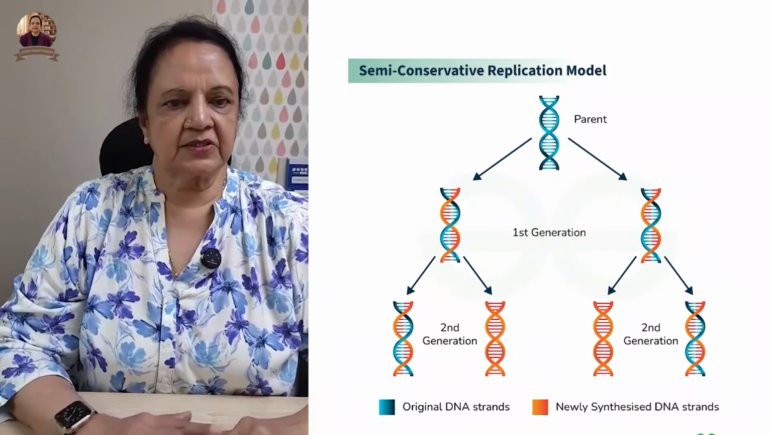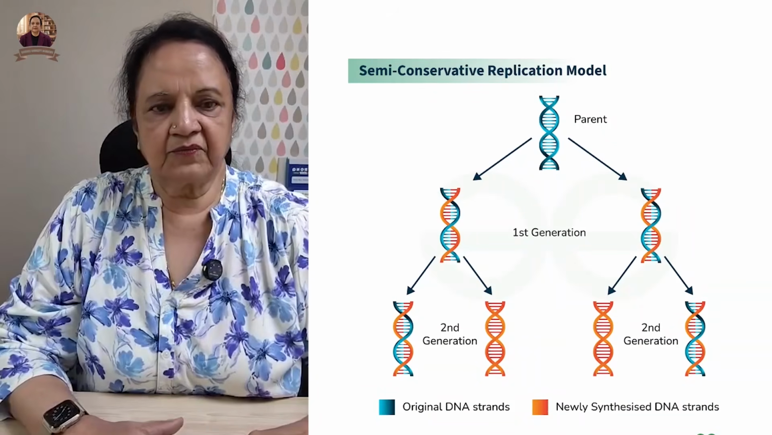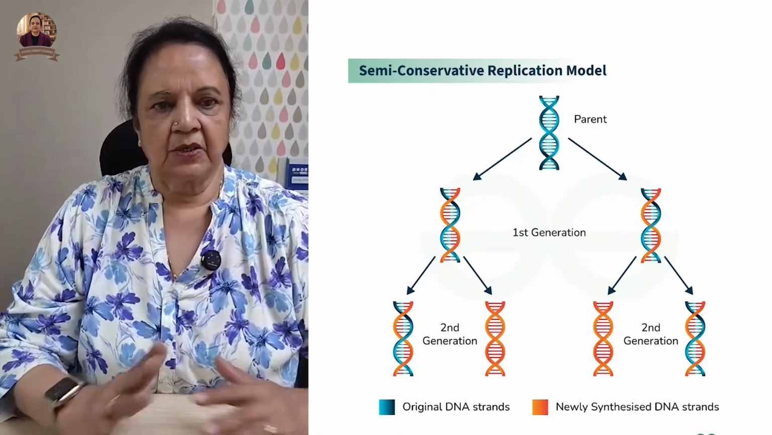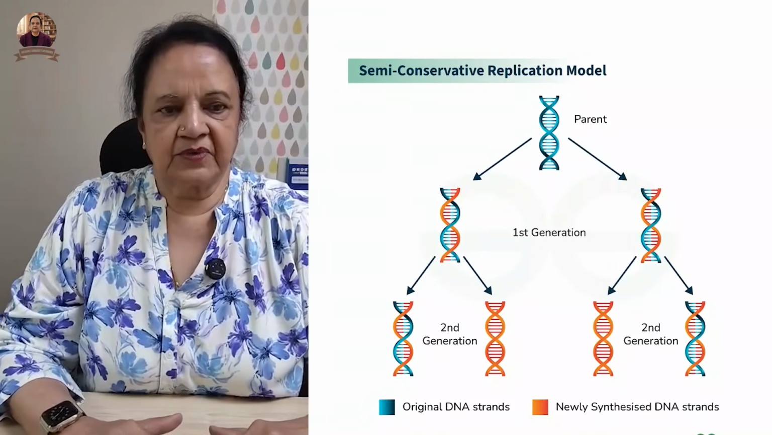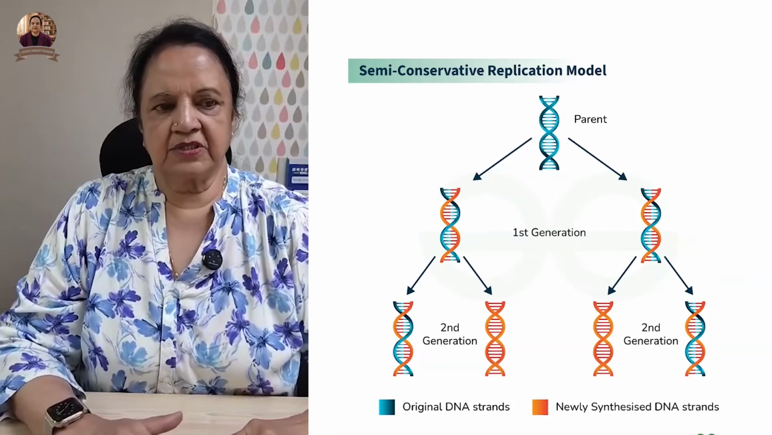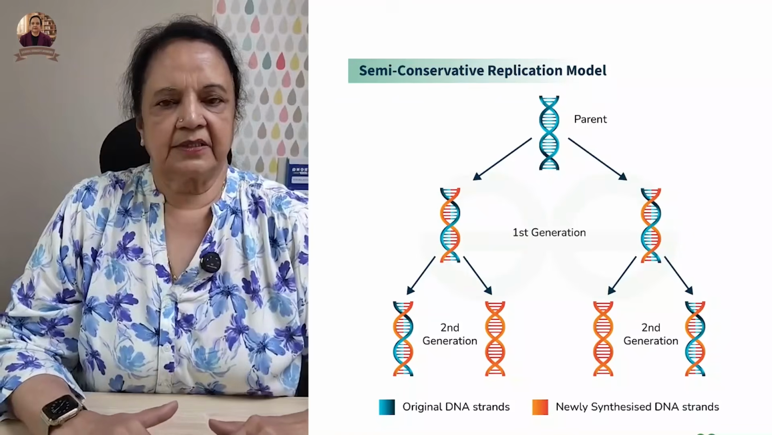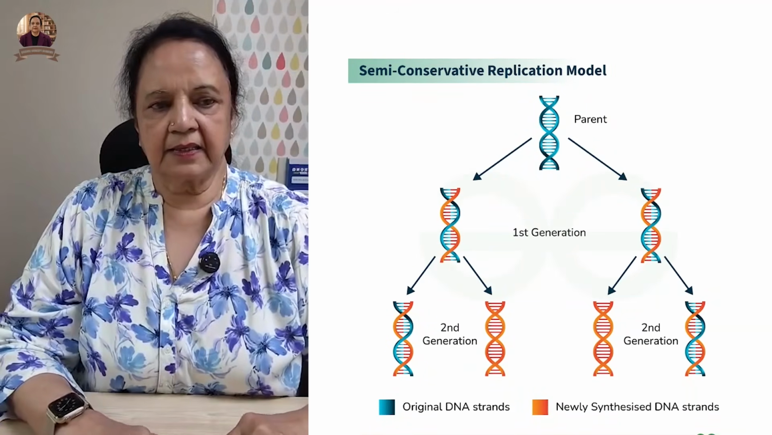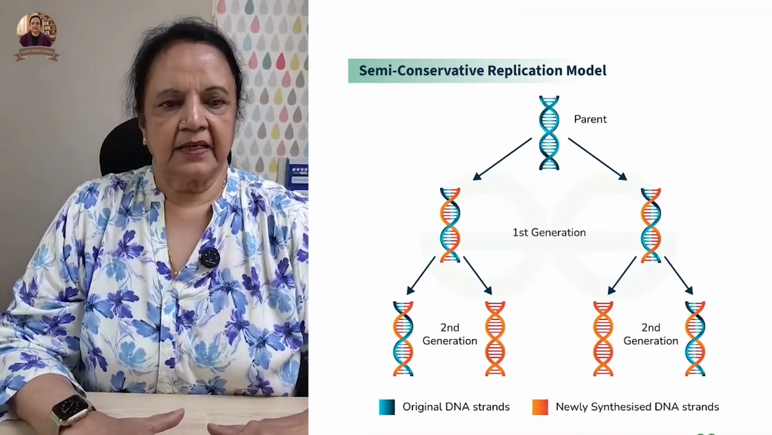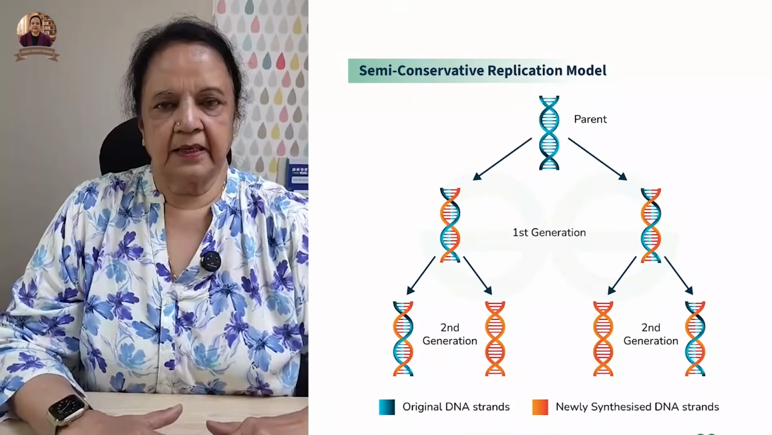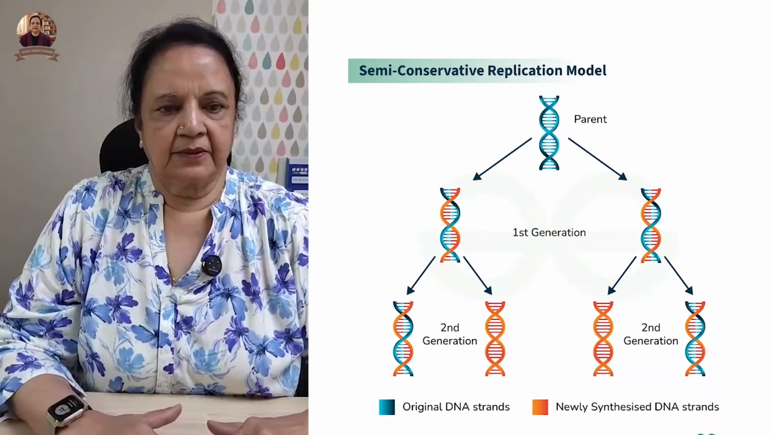They grew Escherichia coli bacteria in a medium containing heavy nitrogen N15 for several generations, so all DNA was heavy. They then transferred the bacteria to a light nitrogen N14 medium. After one generation, the DNA was extracted and analyzed using density gradient centrifugation. The DNA had an intermediate density, a hybrid, ruling out the conservative method.